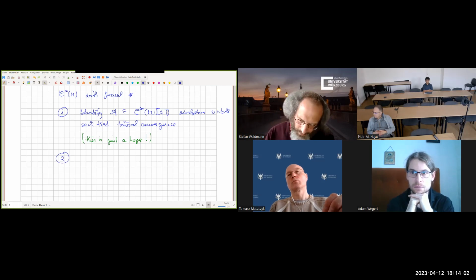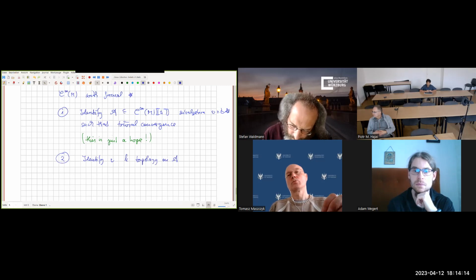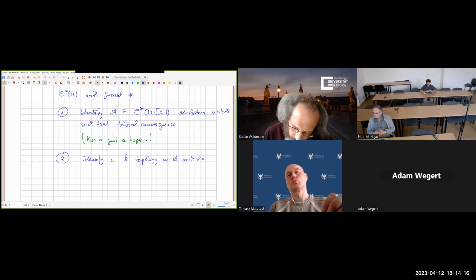Okay, and then the second step is to identify a typically locally convex topology on A, such that the star product is continuous.